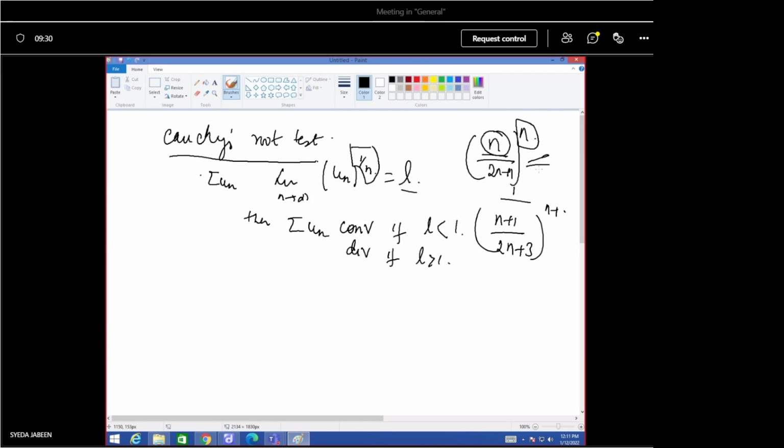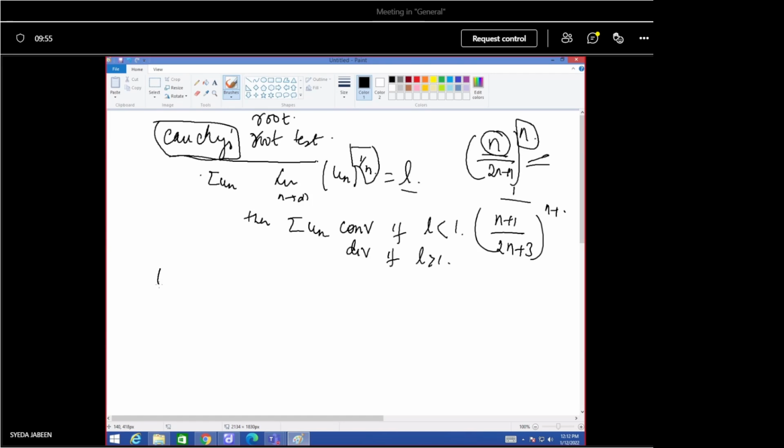And what is the name of the test? Cauchy's root test. It was developed by a scientist. It is root. Root test. Thank you, ma'am.